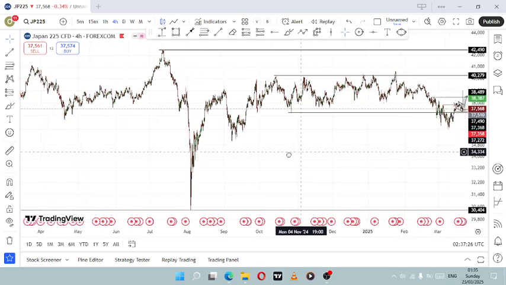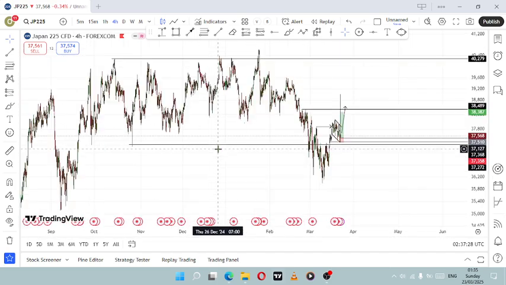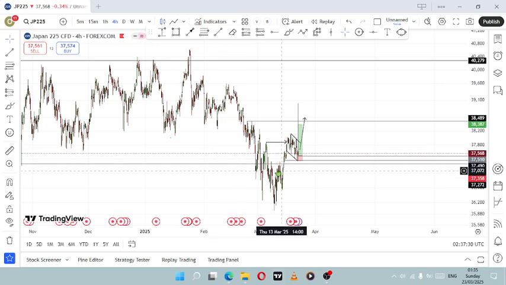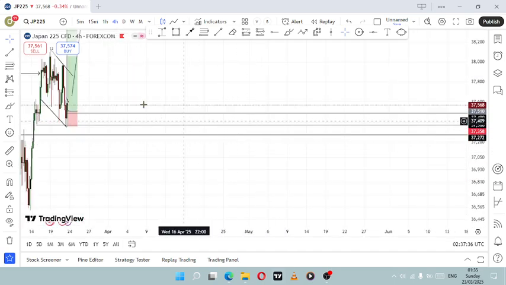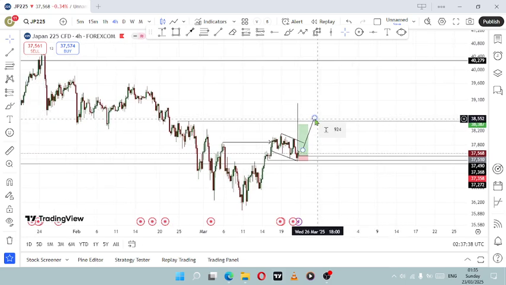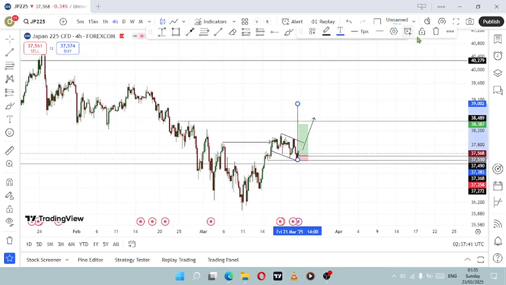So on JP225, what has happened here is price broke out and had a weak structure. You push back in impulsively and build the volume. This is what I'm looking for price to do.